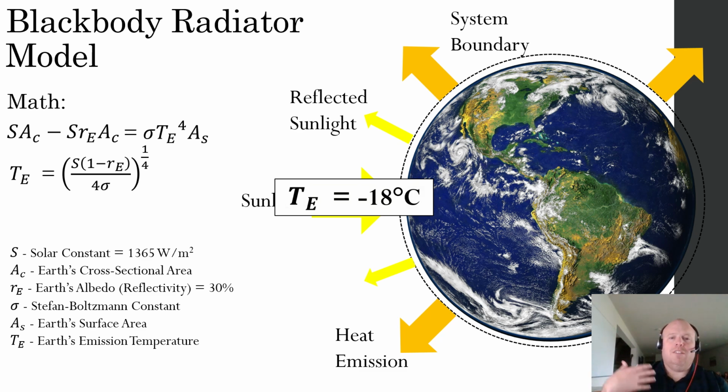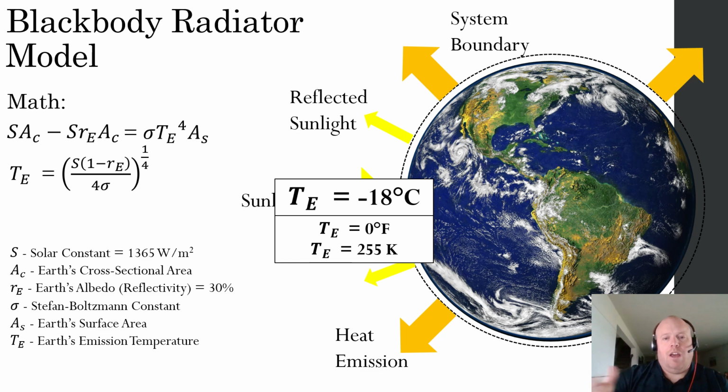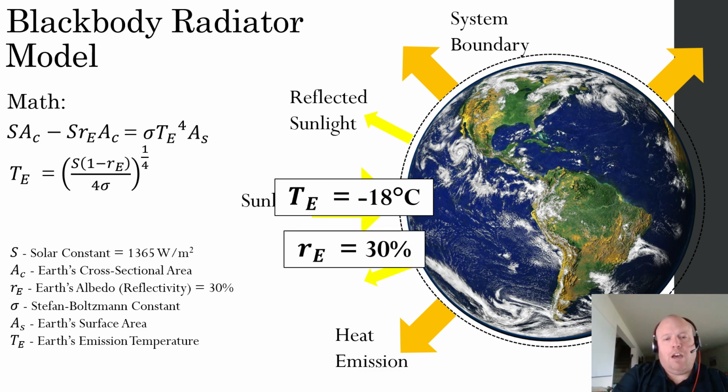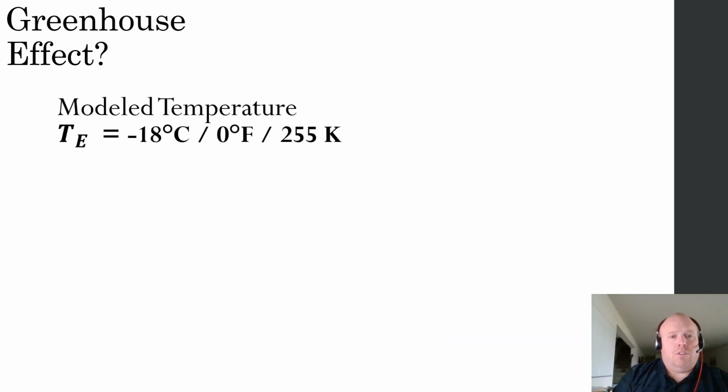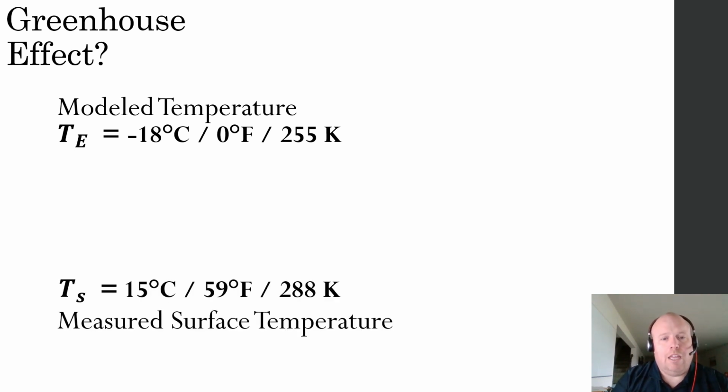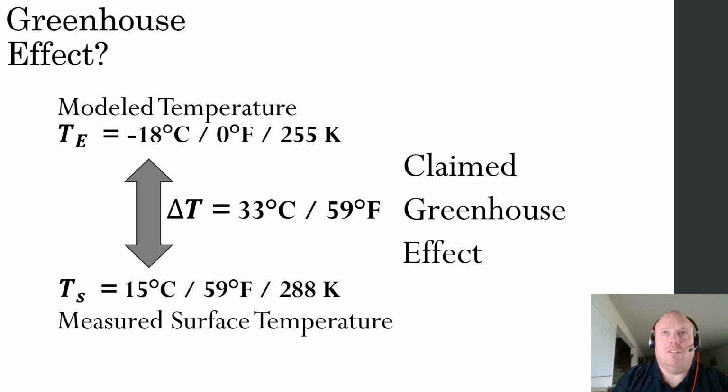So this is the model. This is how you get the negative 18 degrees Celsius. For those who use Fahrenheit, it's 0 degrees Fahrenheit. And the actual calculation uses the Kelvin scale, which is based off of absolute zero. Note that the albedo of the Earth, the reflectivity of the Earth here, is 30%. And that's a measured quantity for this analysis. So the greenhouse effect is taking that model temperature, comparing it to the measured temperature, and then the difference is that 33 degrees Celsius that we read on the Intergovernmental Panel on Climate Change website from the United Nations.